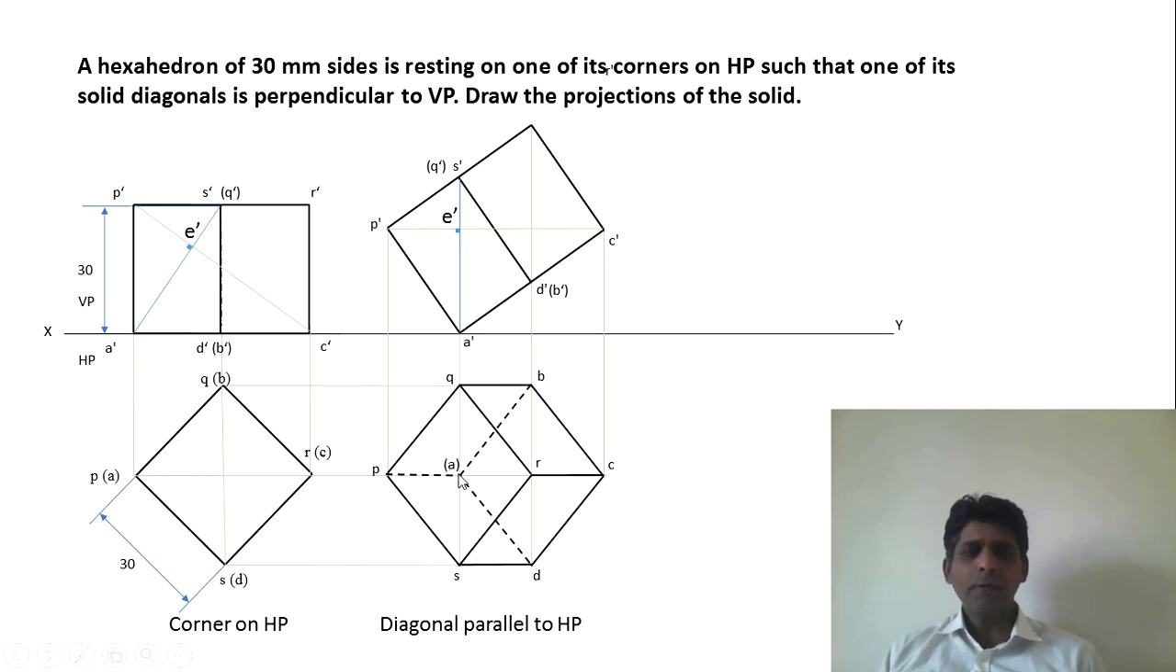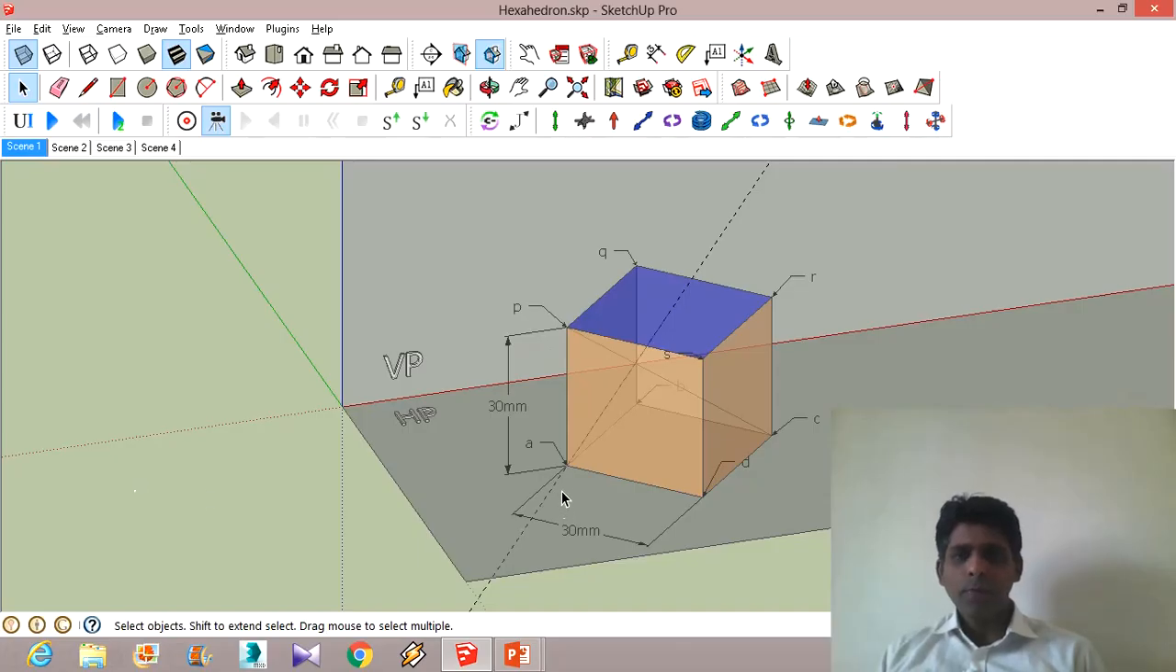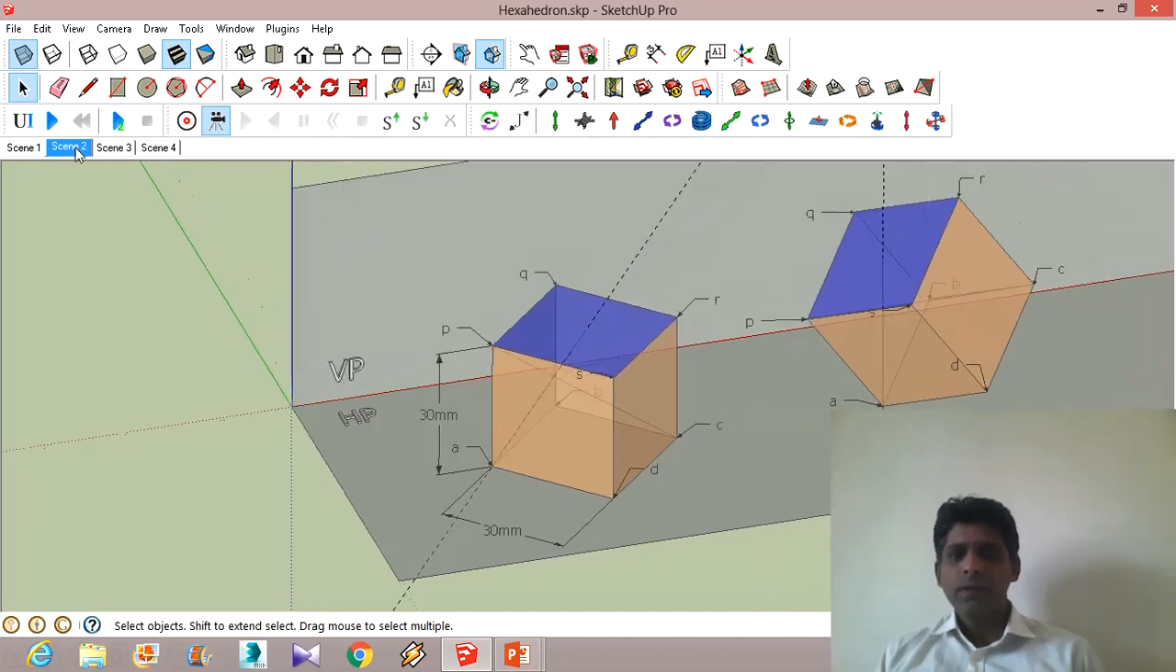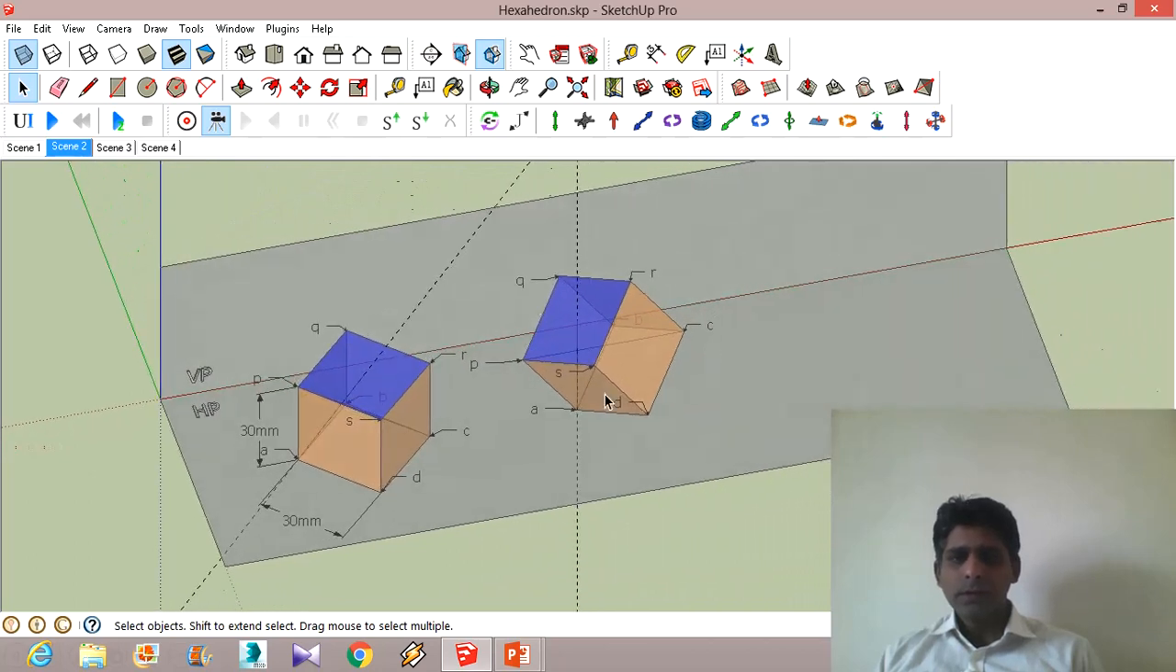So what is starting from point A? To identify that, you should come to this particular view and see that from A we have AB, AD and AP. From point A we have AB, AD and AP. So these three edges are starting from point A. So this is what we are talking about.